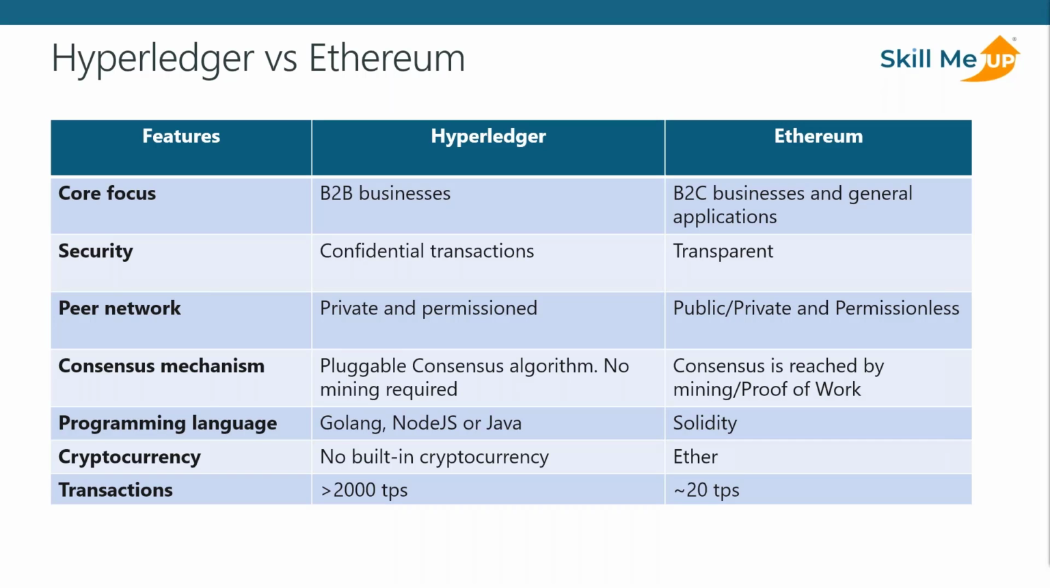Since there is no mining involved in Hyperledger, there is no cryptocurrency either. With Ethereum, there is the Ether token. For transactions, you're over 2,000 transactions per second with Hyperledger. With other consensus algorithms, you can get into the hundreds of thousands of transactions per second. Remember, Hyperledger is pluggable. Ethereum, you're about 20 transactions per second.